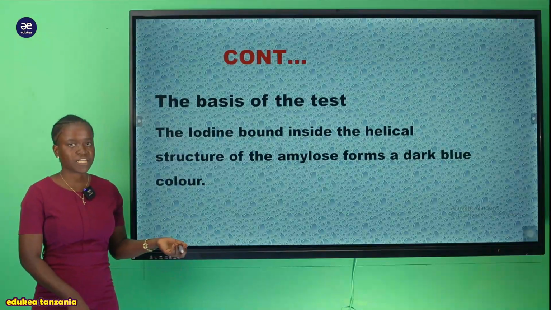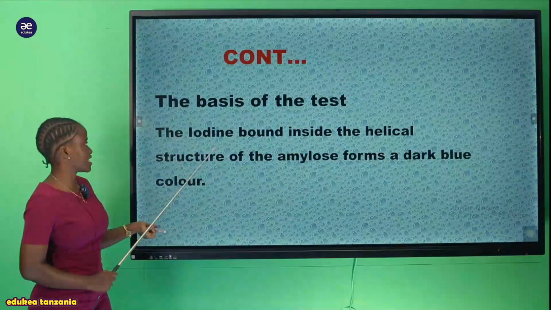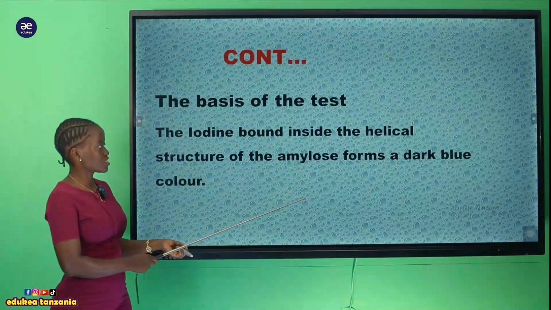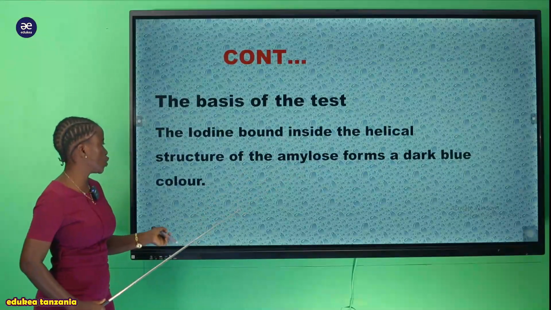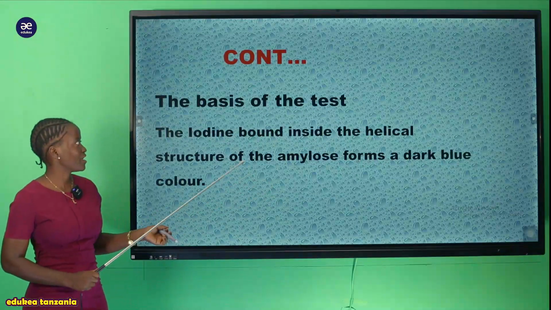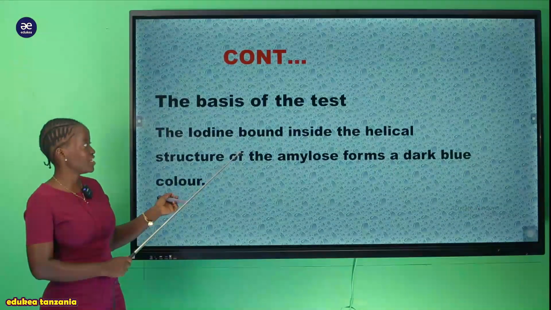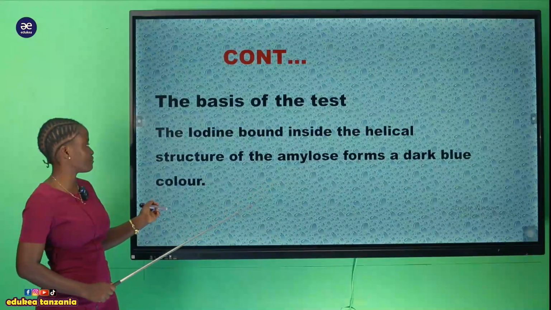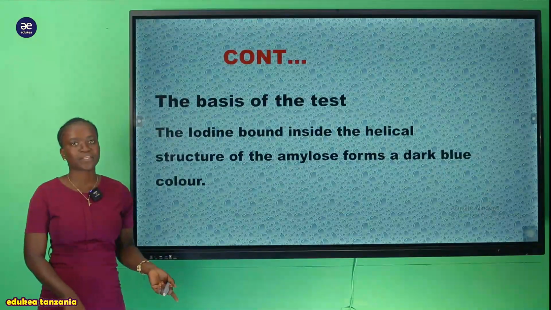The basis of the test: we say that the iodine bound inside the helical structure of the amylose forms a dark blue color. So how is it occurring? We say that the basis of the test is that the iodine bound into the helical structure of the amylose forms a dark blue or blue-black color.